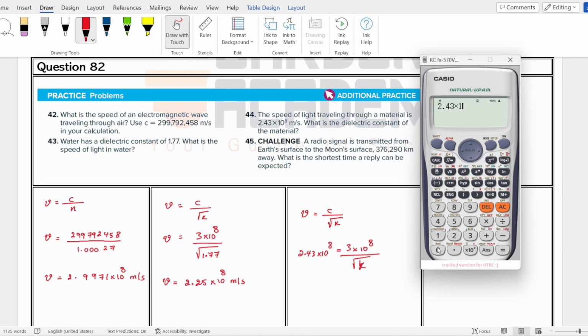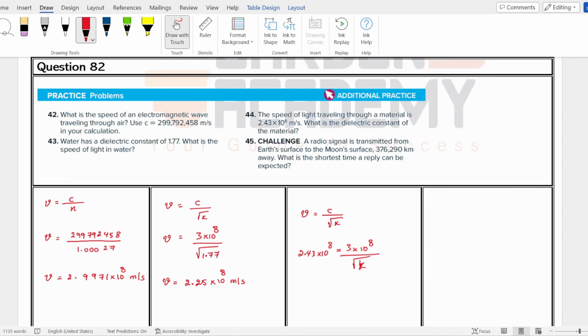So 2.43 times 10 to the power 8 over 3 times 10 to the power 8 times the square root of x. Of course the answer is around 1.52. Finally, question 45. A radio signal is transmitted from Earth's surface to the moon's surface.